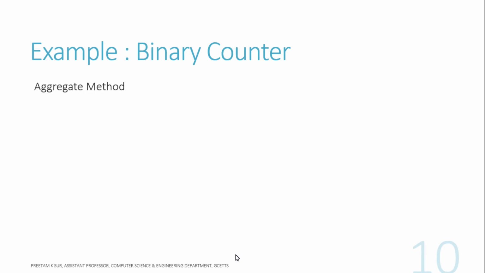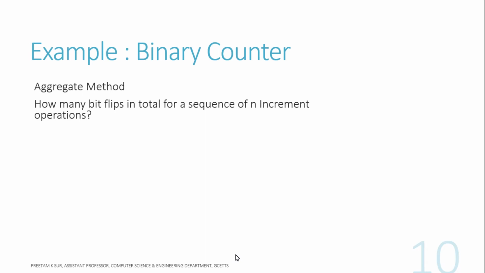Now let us look at the aggregate method. What will we do in the aggregate method? In the aggregate method, we are trying to find out how many bit flips in total are going to happen for a sequence of n operations. Okay. Now in the worst case analysis, we are considering that it is going to flip all the k bits, right? But in the 5-bit example I showed you last time, you can see that in all the increment calls, not all the bits are flipped, right?